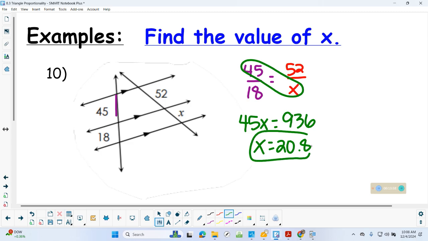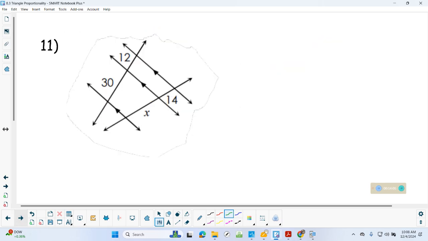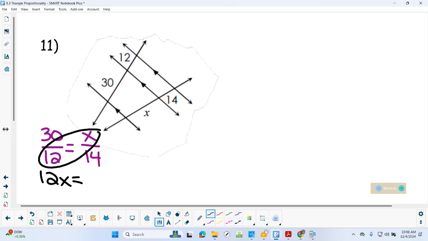Any questions I can answer on that one? I don't even know if we need to do all these, but let's just pick them out. It's all the same stuff. Same thing, pick a side. I'm going to do 30 over 12. What does your other fraction need to be? So you do your cross products here: 12 times X, 30 times 14. And our final answer for X on this one.